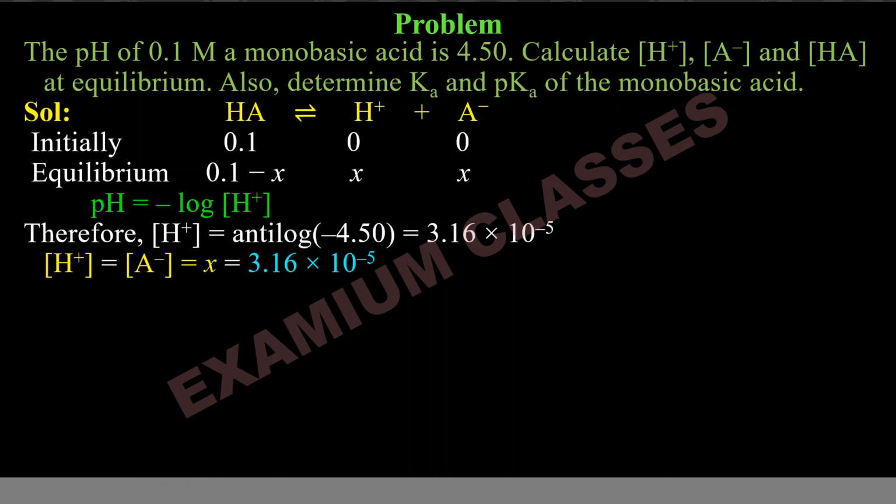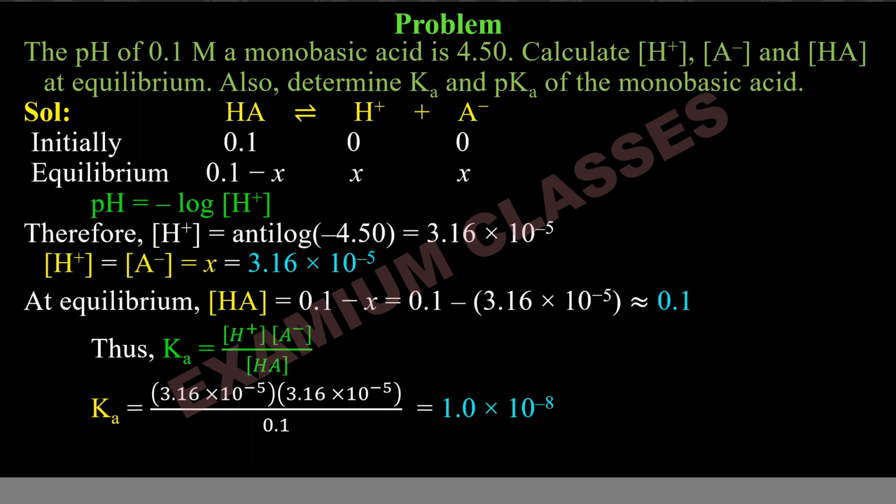Thus Ka has been asked. Ka will be the products' concentration raised to their stoichiometric coefficient divided by the reactants' concentration raised to their stoichiometric coefficient, and we know all these values, we have calculated. So substitute these values, get the value of Ka. Once you have Ka, you know pKa will be equal to minus log Ka. Substitute this value, pKa equals minus log Ka, that is 8. This question can appear in 2 marks, can appear in 3 marks as well. But it's not tough, very easy one.